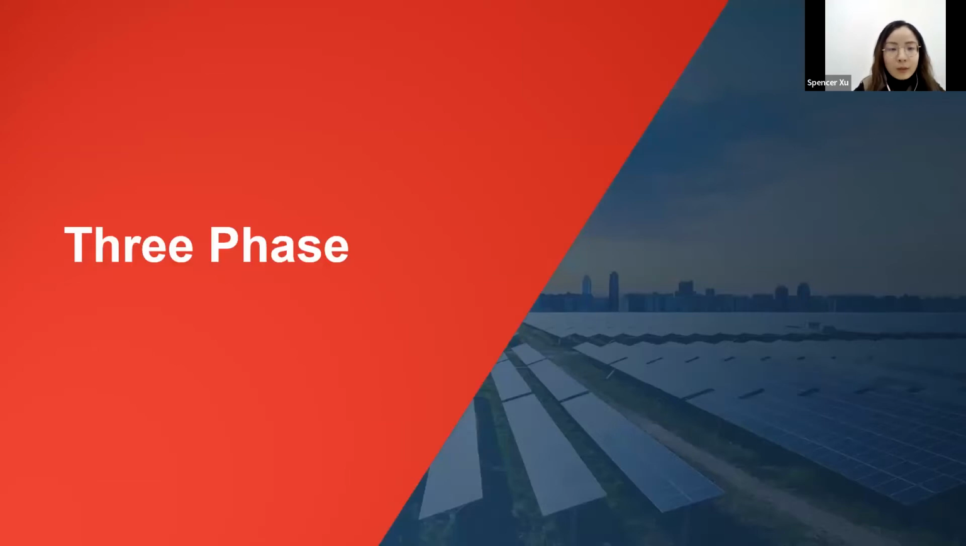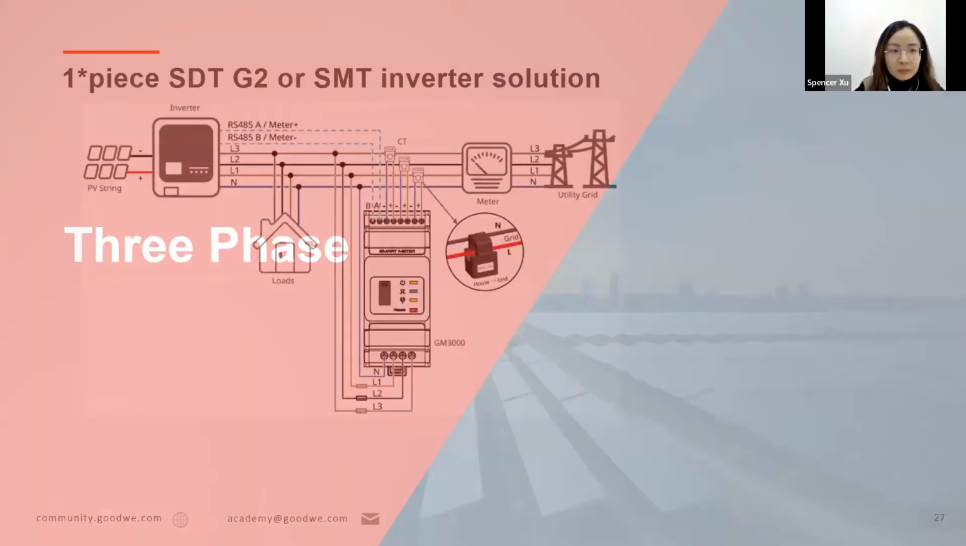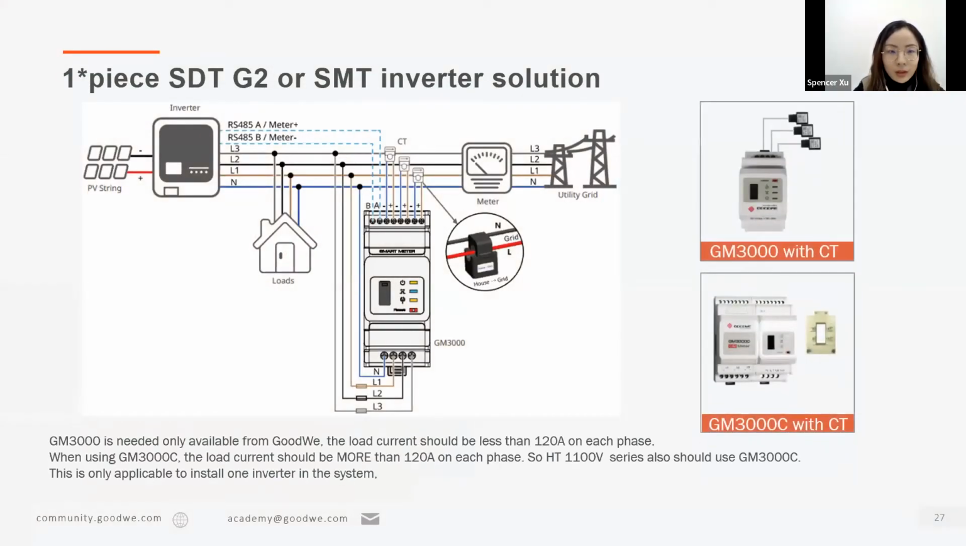Well, next, let's move on to the three-phase solutions. In the three-phase scenarios, if there's only one piece of the SDTG2 series or SMT inverters, we only need a GM3000, which is the smart meter, to realize the export power limit function. So in this case, the load current for each phase should be less than 120 ampere because the CT has a maximum current limit of 120 amperes. This is enough for most residential cases.